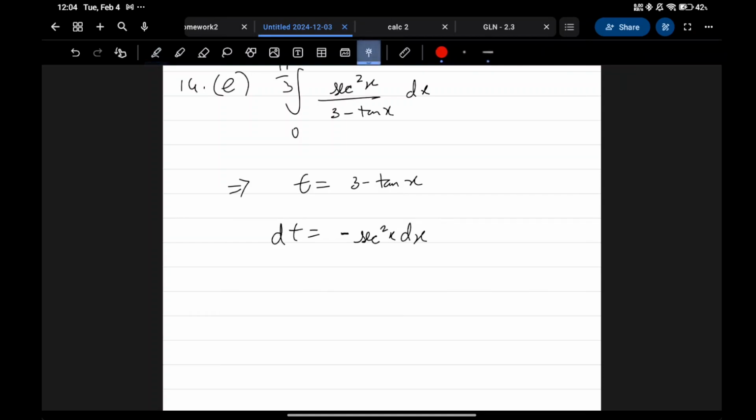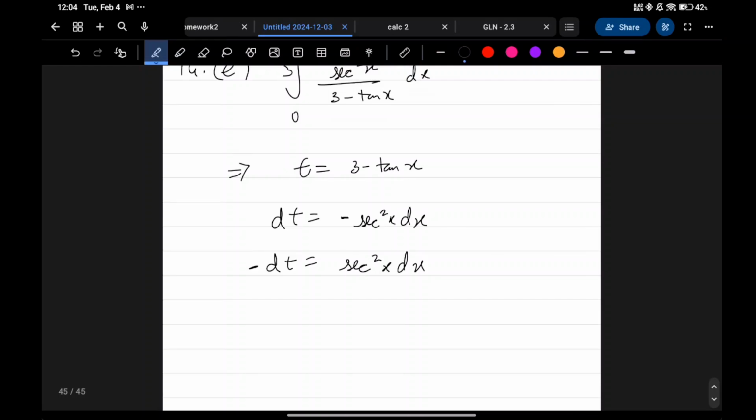Now, I got t, I got the complex thing I wanted to replace. I have secant square x dx, but over here I have negative secant square x dx. How do I change that? Let's multiply by negative 1. So multiplying by negative 1, this becomes negative dt equals secant square x dx. I can change this now, and I can change this now.